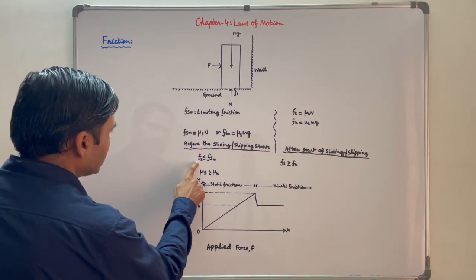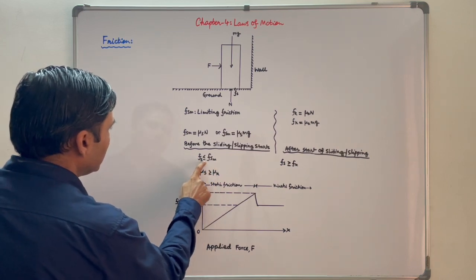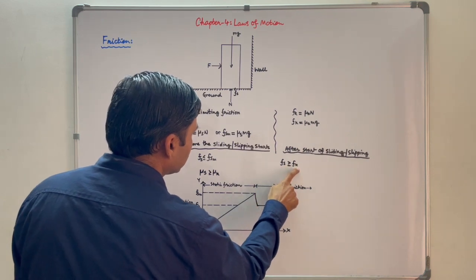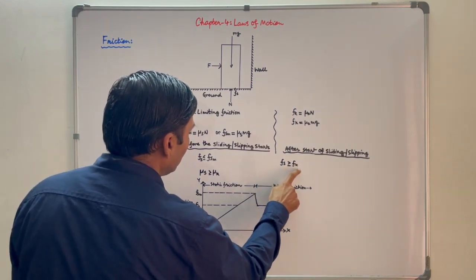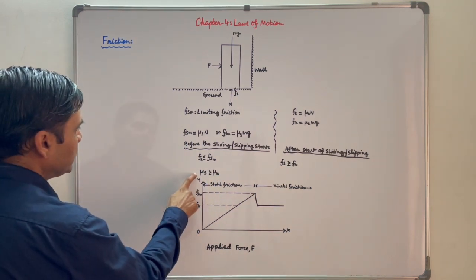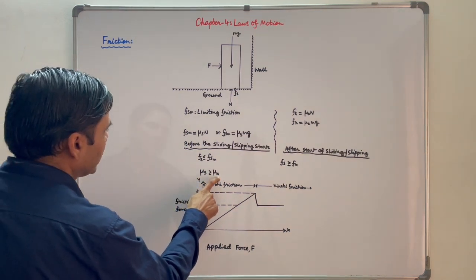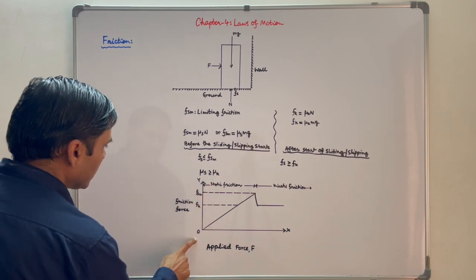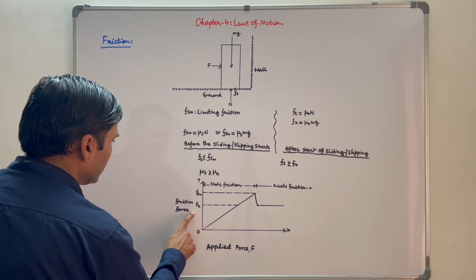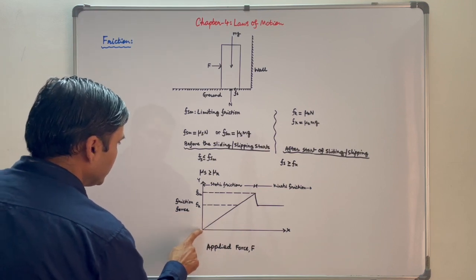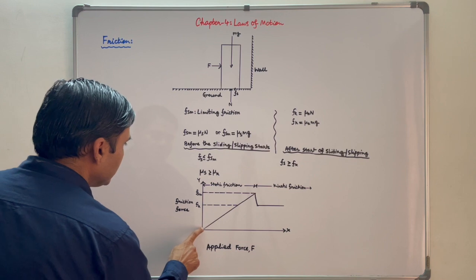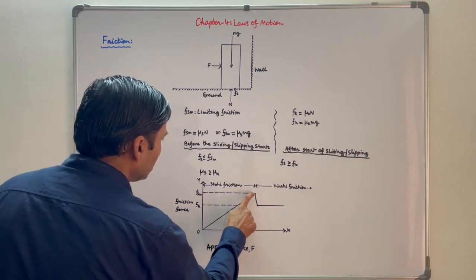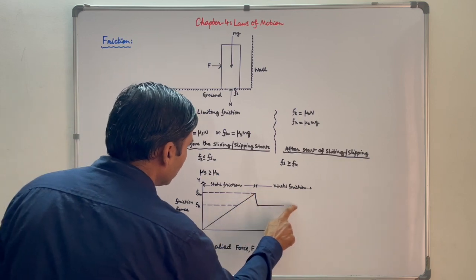Relation between static friction and limiting friction is Fs is less than or equal to Fsm. Relation between static friction and kinetic friction is Fs is greater than or equal to Fk. Relation between coefficient of static friction and coefficient of kinetic friction is μs is greater than or equal to μk. This is the graph between applied force F and friction force. Initially, when the object doesn't move, friction force increases linearly. When object starts moving, friction force drops to a certain level and then becomes constant.